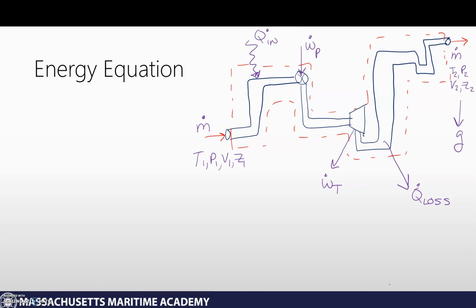Well, let's look at the energy equation for the first law of thermodynamics. What does that tell me? Well, that tells me that any energy coming into a system, minus whatever energy is coming out of the system, is going to equal the change of energy in the system, E system.